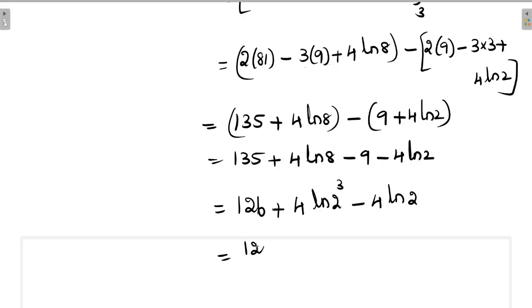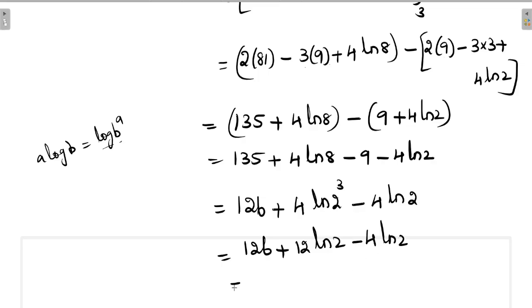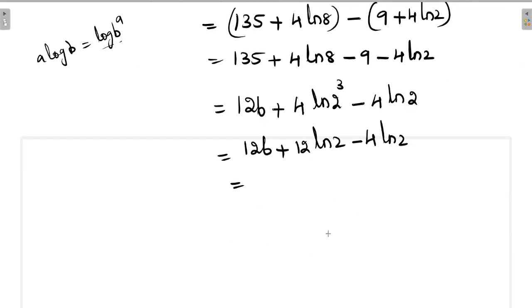So 126 plus, we know the logarithm rule: a log b, which is log b power a, can be written as a log b. So 3 will be multiplied by 4. So this is 12 ln 2 minus 4 ln 2. 12 minus 4 is 8. The final answer is 126 plus 8 ln 2. This is the last part of the answer.